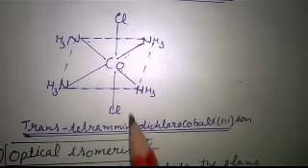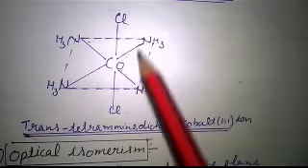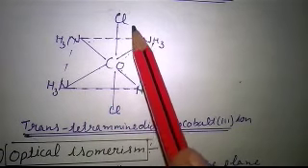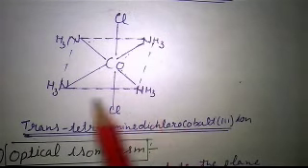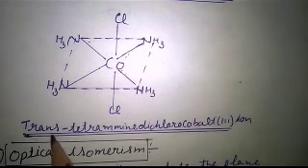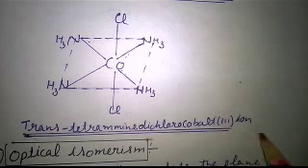Now we are taking ligands on the opposite sides: chlorines on the opposite side and ammines also on the opposite side, and so its name is trans-tetraamminedichlorocobalt(III) ion.